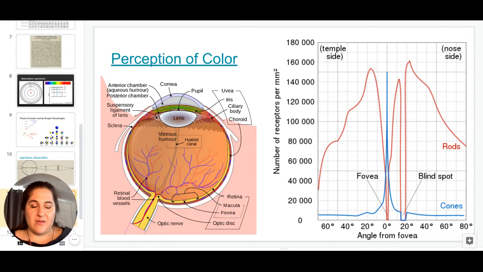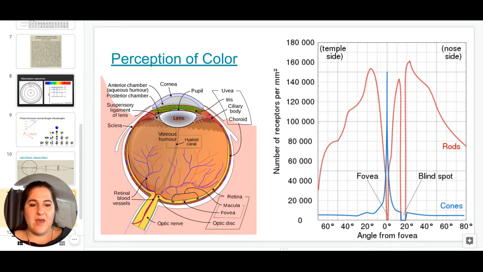Now, rods and cones are the receptors. They receive the waves from the outside world through the lens. So the light waves travel into the eye and hit the retina. So the retina receives that signal. Basically what happens with the rods and the cones is as the wave hits them, they vibrate with a certain type of frequency. And the highest density of those are in this place called the macula. And then there's this special spot on the retina called the fovea.